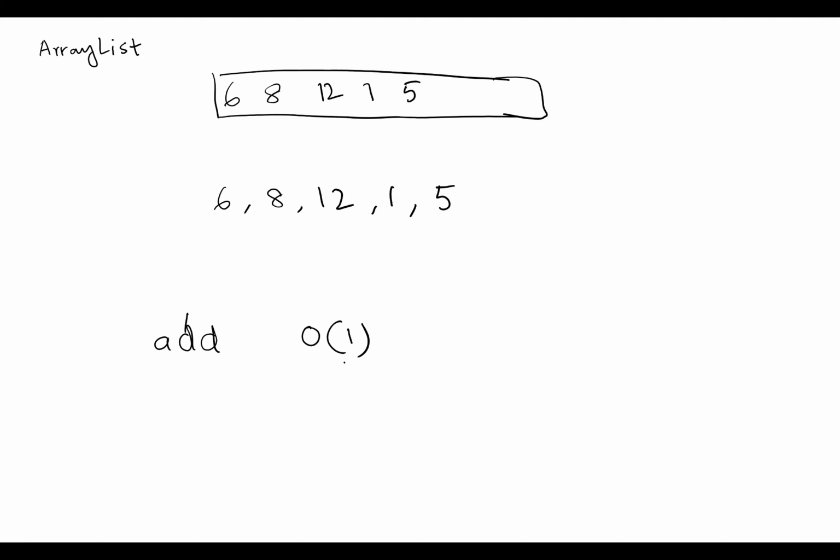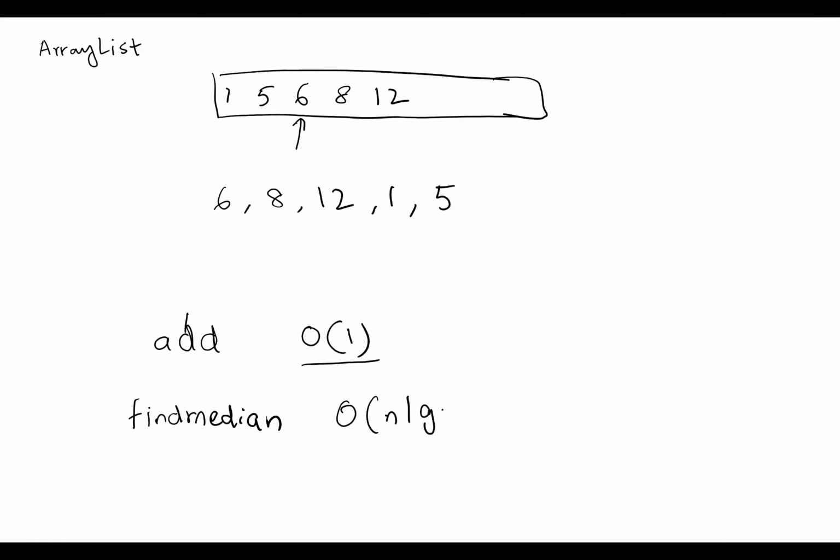So adding is order of 1, but if I want to do find median, first I have to sort this. It will be 1, 5, 6, 8, 12. Then I know that so far I have 5 elements, so I can go to index 2, the third element, and find it. So find median will need a sorting, so it will be order of n log n.